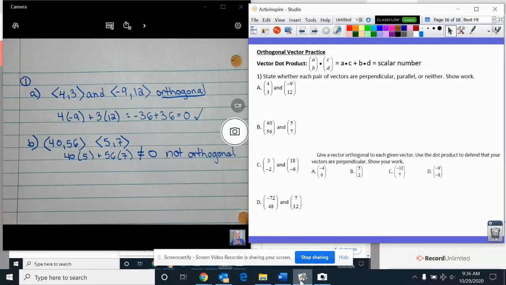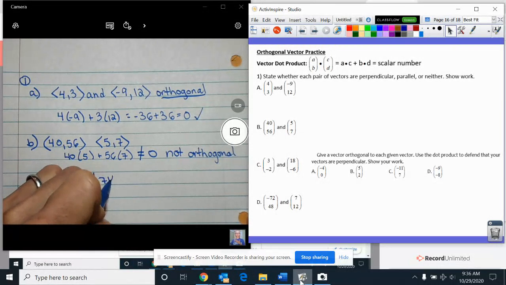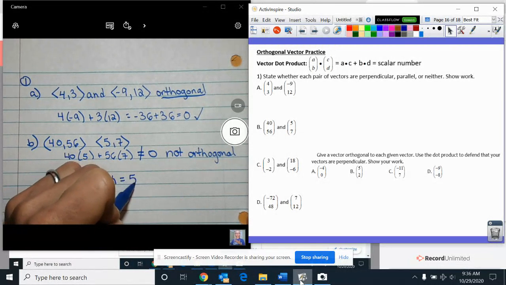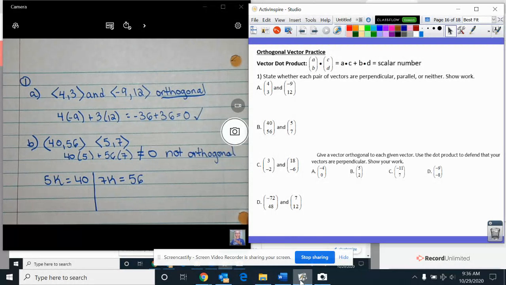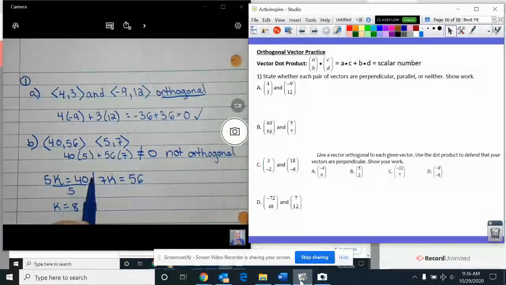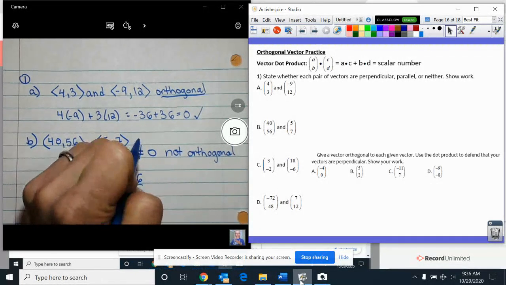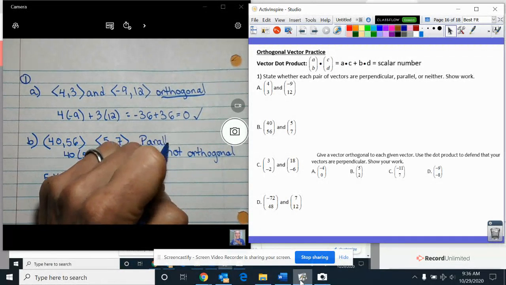But maybe they're parallel. In other words, 5 times some k should equal 40, and 7 times that same k should equal 56 if they are parallel. And notice what happens when we do that. K is equal to 8 for the x components, and k is also equal to 8 for the y components. So they are parallel.